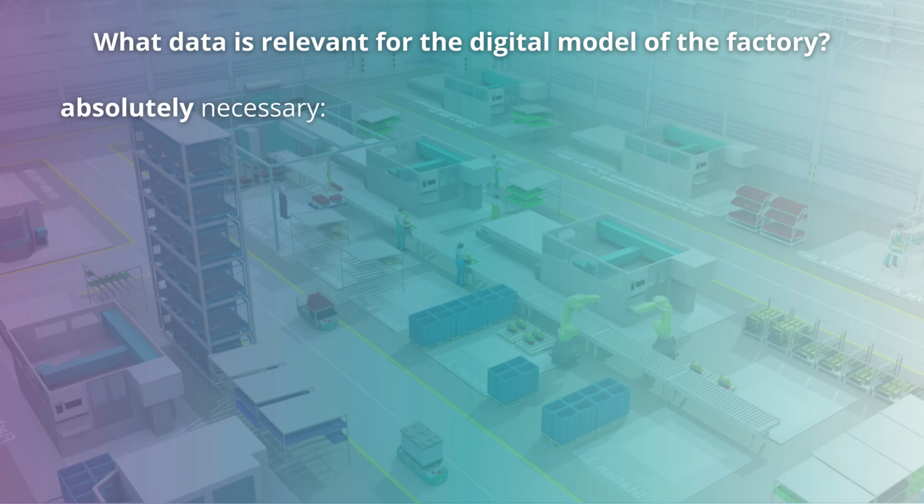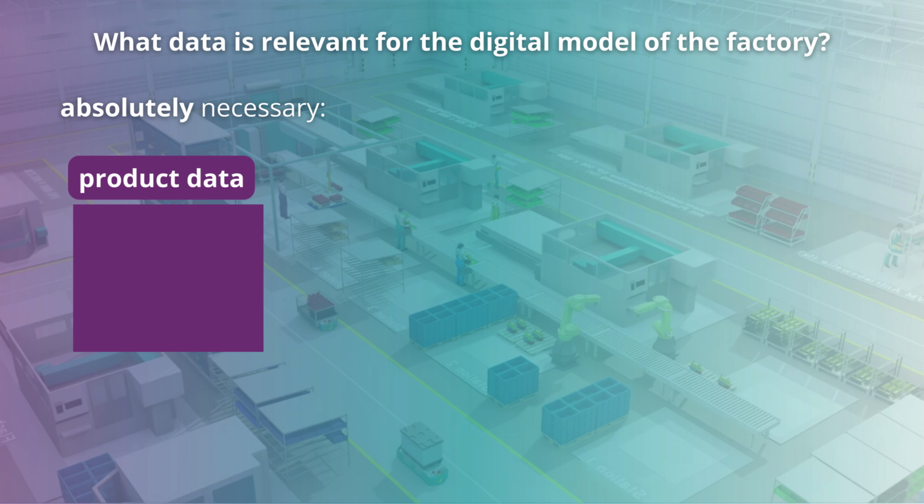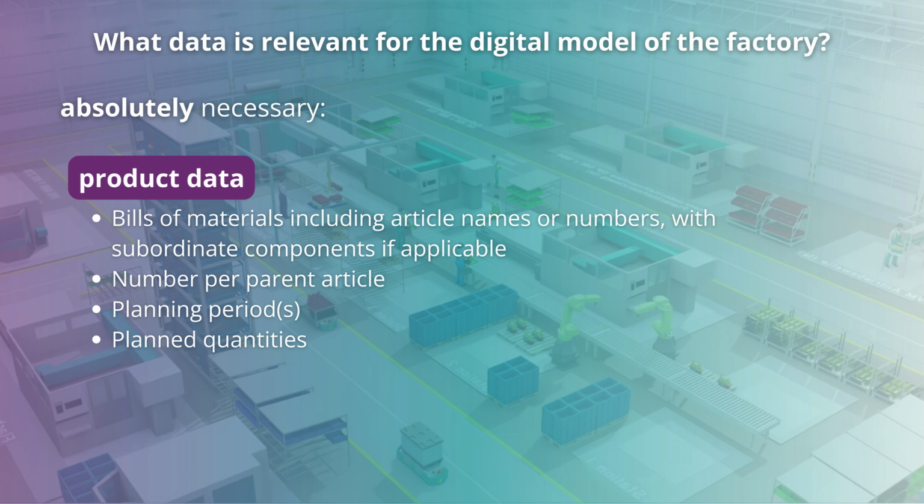This includes certain product data. In particular, the bills of materials for the products to be manufactured are required, including their article names and numbers and, if applicable, subordinate components. If the bill of materials consists of several levels, the number per parent article must also be specified. In addition, planning periods, years or months, and planned quantities are required.